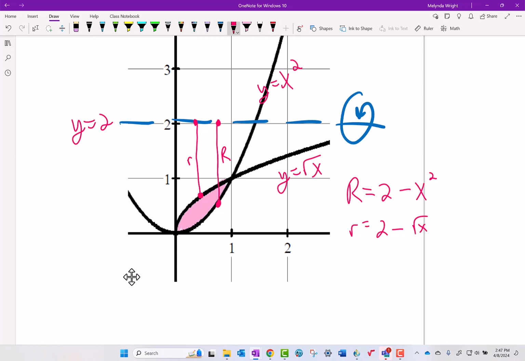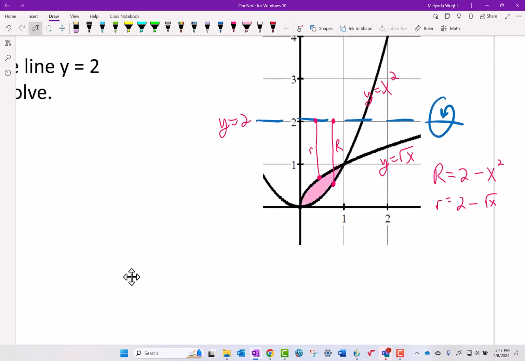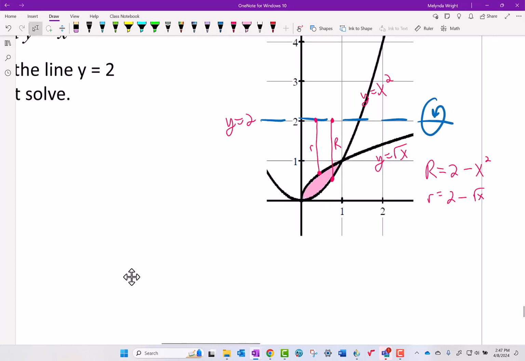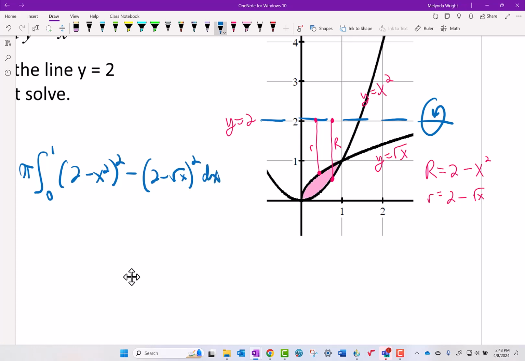So this one's a little bit more complicated because we're not rotating around an axis, the x or y axis. This is where it gets just a little bit more intense. But if you just remember big minus little, you will be fine. So now let's set, this one is just a setup. We don't have to actually put it in our calculator. So here we go. I've got pi integral, and this is 0 to 1 of big R squared, which is (2 minus x squared) squared, minus little r squared, which is (2 minus the square root of x) squared dx. And that's all they want us to do is set it up.